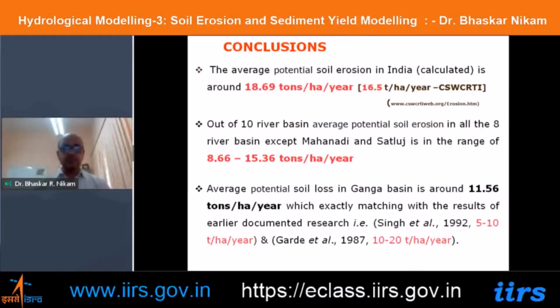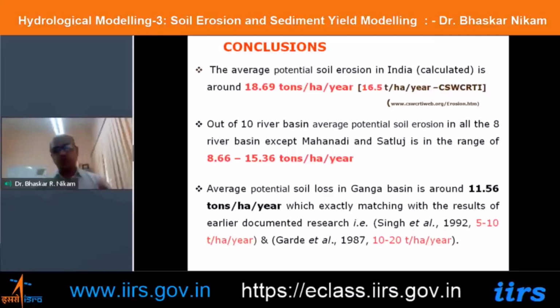For the Ganga River, the erosion rate that we have calculated is of the order of 11.56 tons per year per hectare. There were two publications that we came across. One says the erosion rate in the Ganga basin is 5 to 10 tons per year per hectare, and another says it is 10 to 20 tons per year per hectare. So we are in the middle of both of these. So we thought that, okay, whatever we have calculated is a good result.